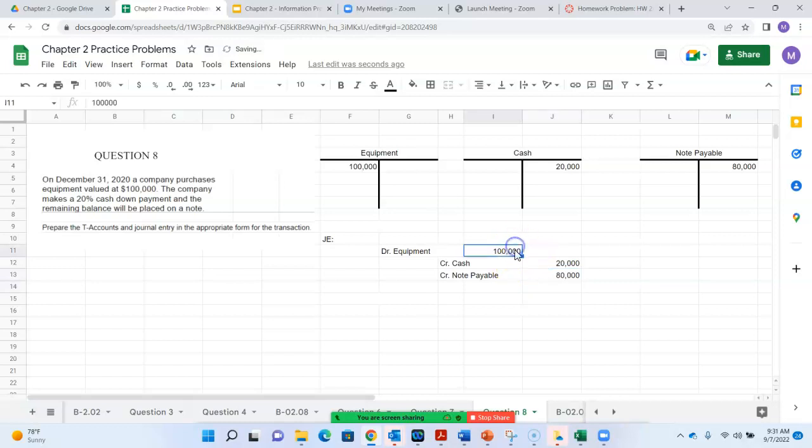Notice that our total debits sums up to our total credits. That has to be true for every single transaction that you record. If your debits and your credits do not equal each other, then you know you made a mistake. You need to go back.